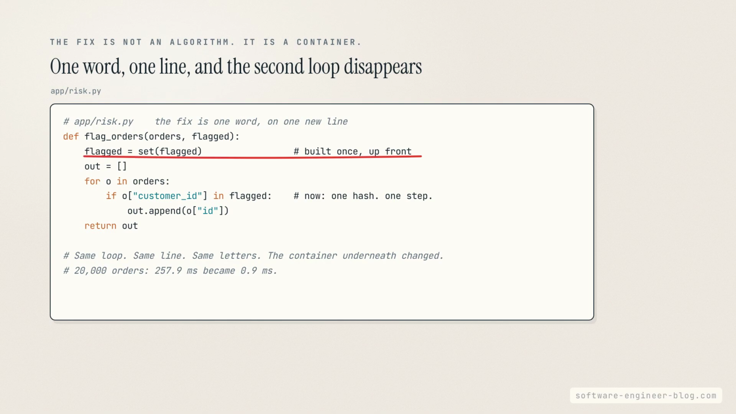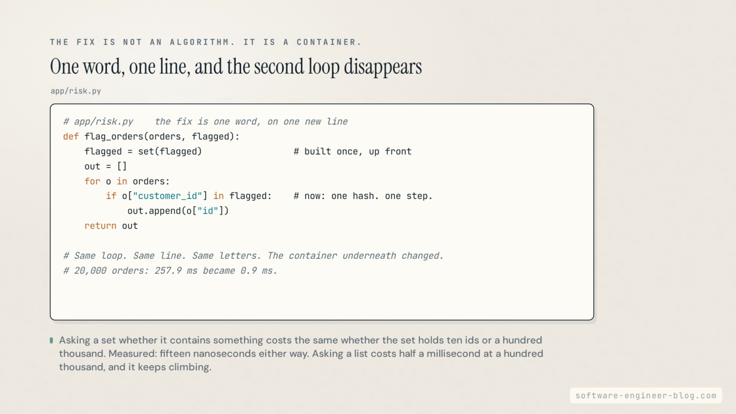The loop is the same. The if is the same. The letters on that line are identical. What changed is what sits underneath it. Asking a set whether it contains something is a hash lookup, and it costs the same whether the set holds 10 IDs or 100,000. I measured that too. About 15 nanoseconds either way. Flat. Asking a list costs about 64 nanoseconds at 10 items, 5 microseconds at 1,000 items, and half a millisecond at 100,000. It climbs, and it never stops climbing. Same line of code, different shape. That is what choosing a data structure actually means.